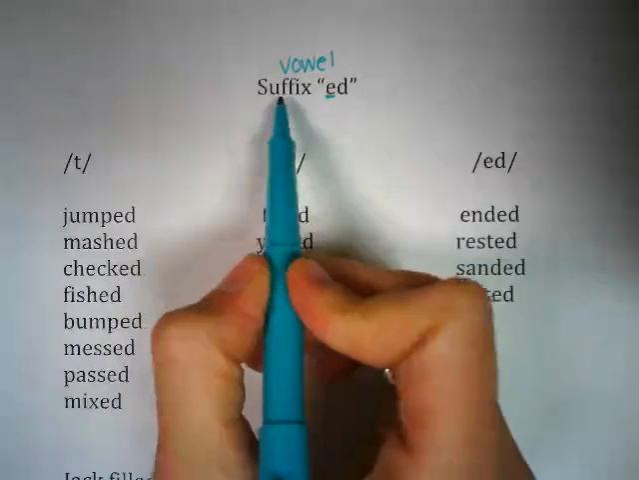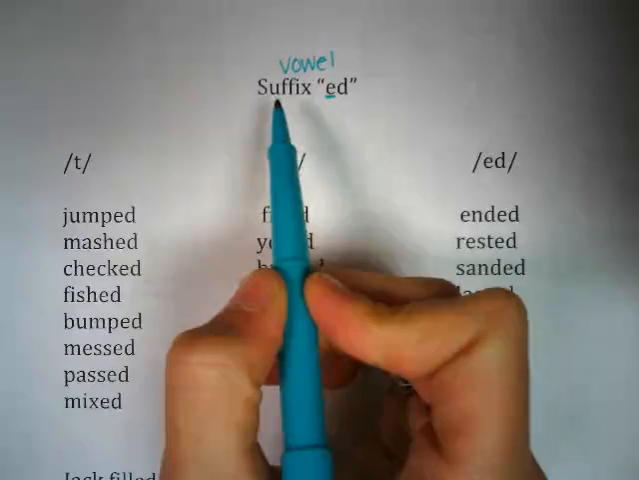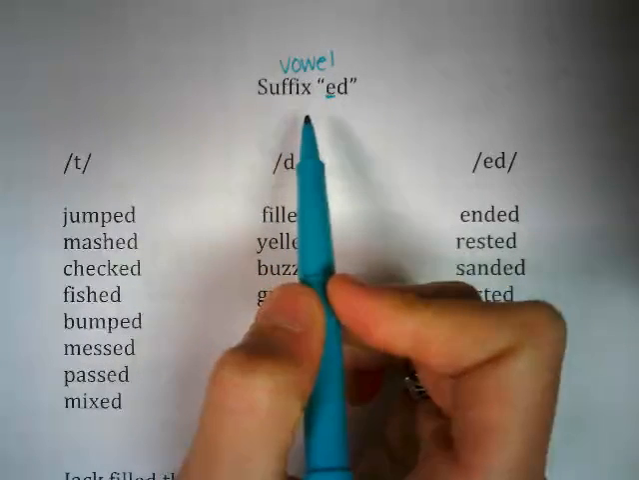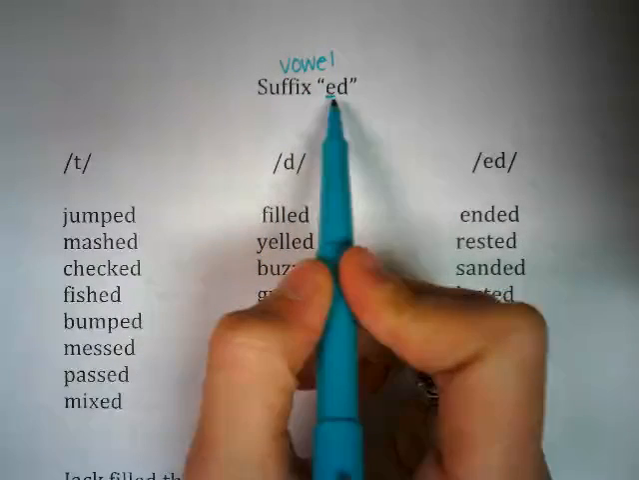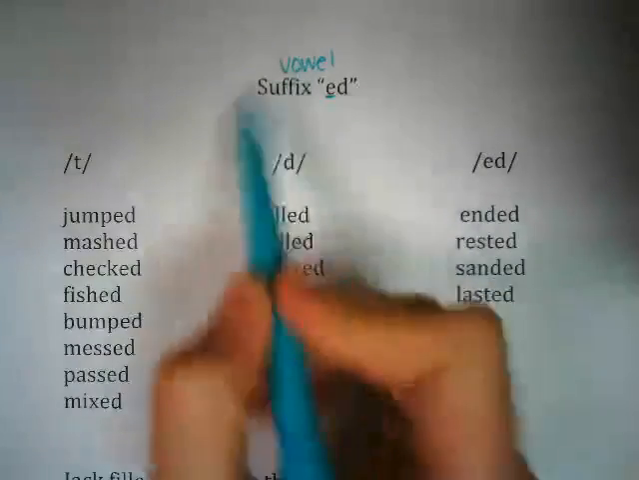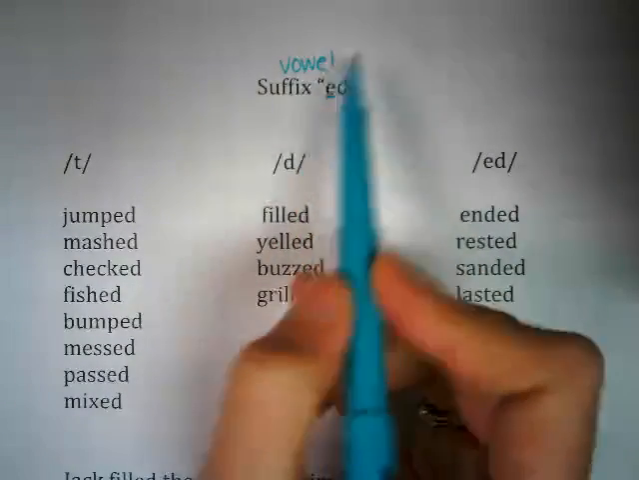Now, a suffix is added to root words and changes the meaning of the word. So our vowel suffix ed makes things past tense. Things happened in the past.